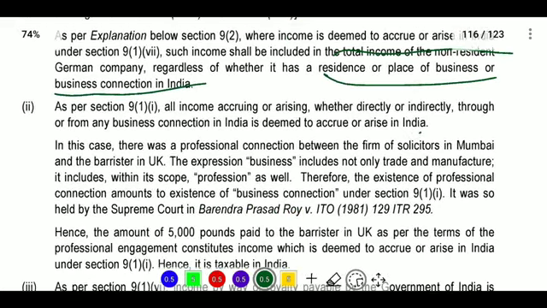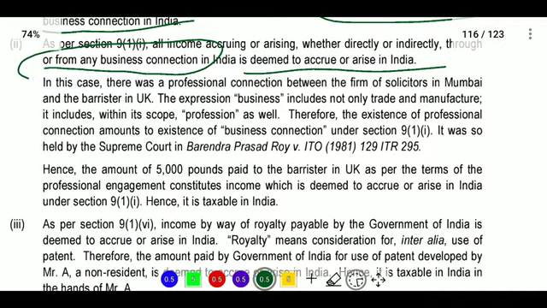Next, as per section 9(1)(1), all incomes accruing or arising, directly or indirectly, through or from any business connection. So is there any business connection? If there is any business connection in India, it is deemed to accrue or arise in India. Next, in this case, there is a professional connection between the firm of solicitors in Mumbai and barrister in UK.